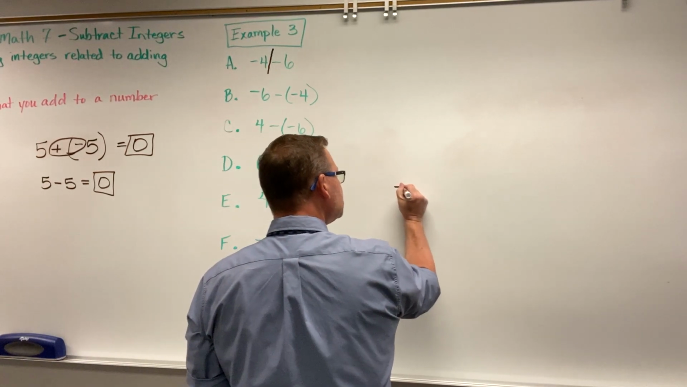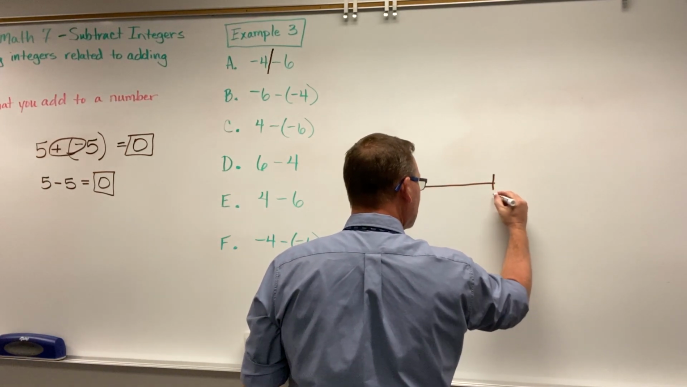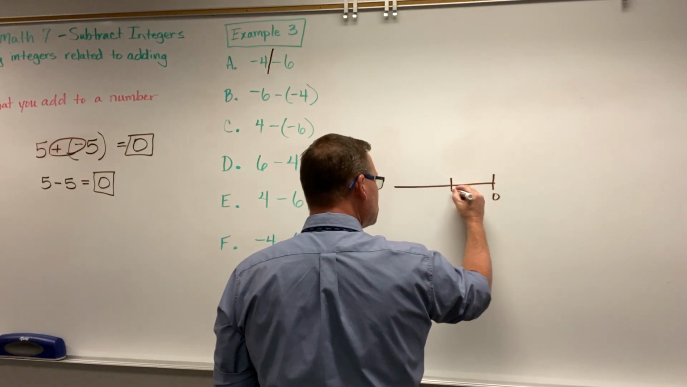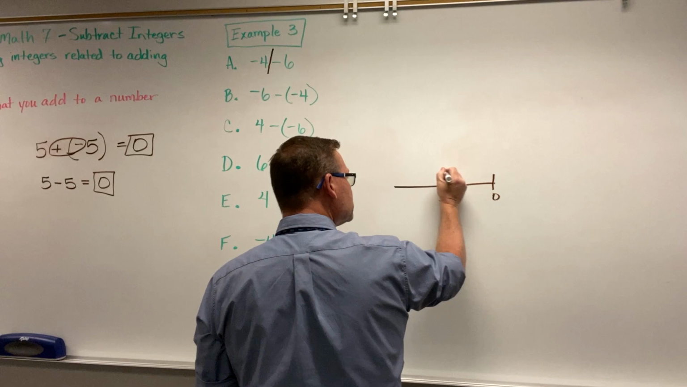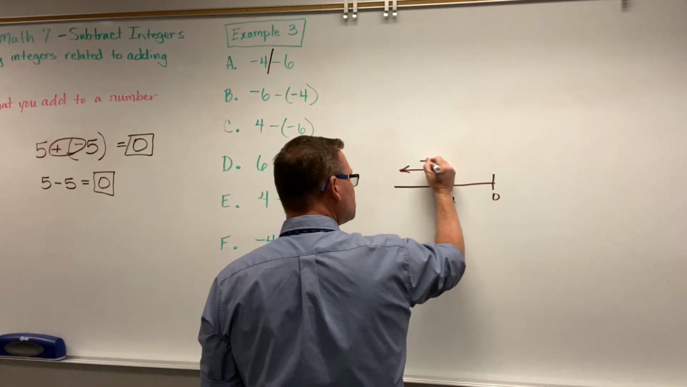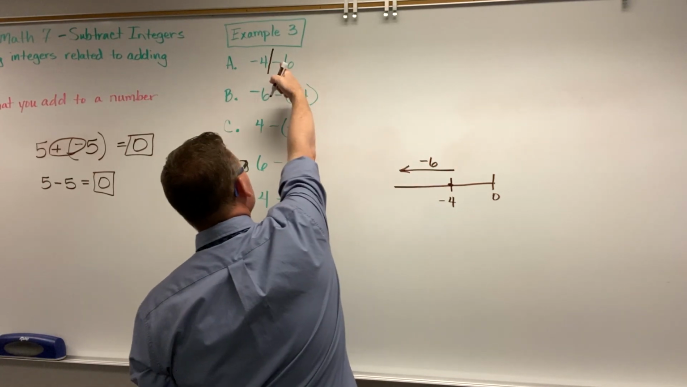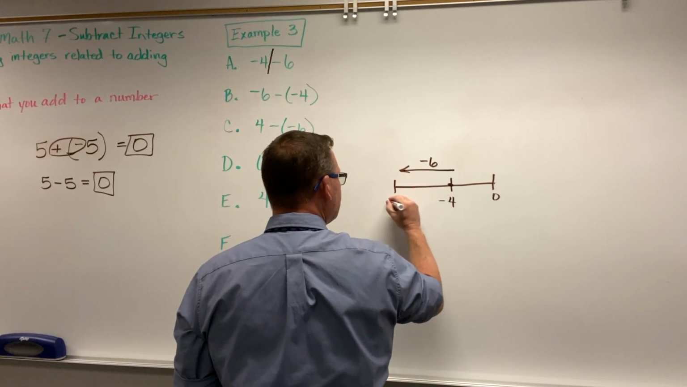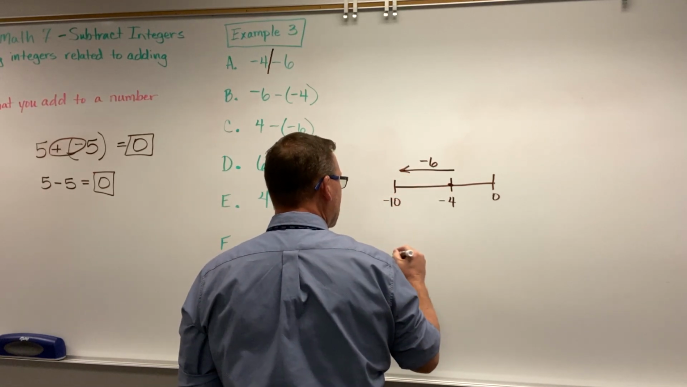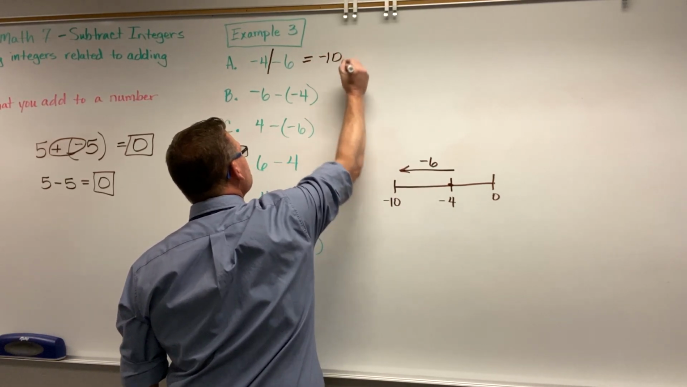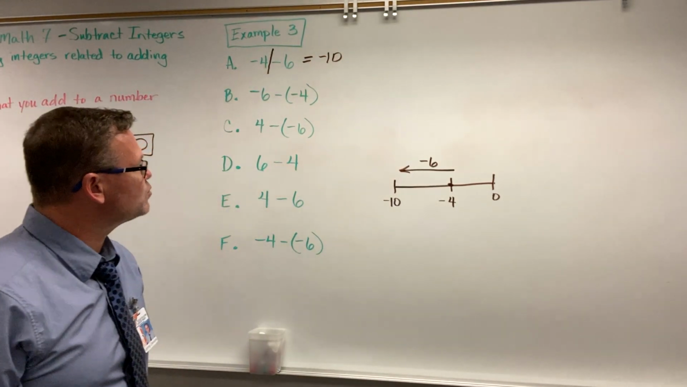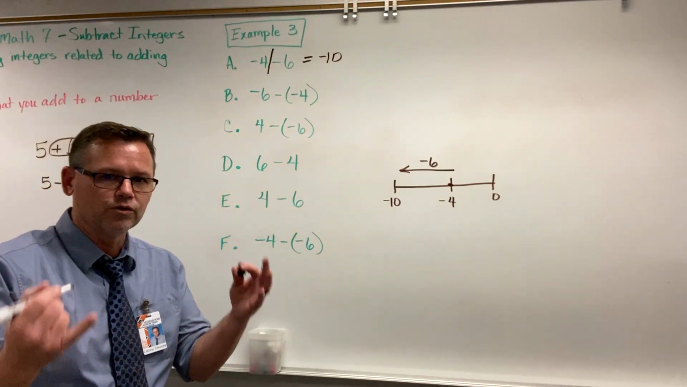In other words, if I'm sitting here like this, I've got 0, right? I'm starting at negative 4, right here. If I subtract, I go this way. It means I subtract 6 more. I end up at negative 10. So this is going to equal negative 10. That's what you should be visualizing every single time.